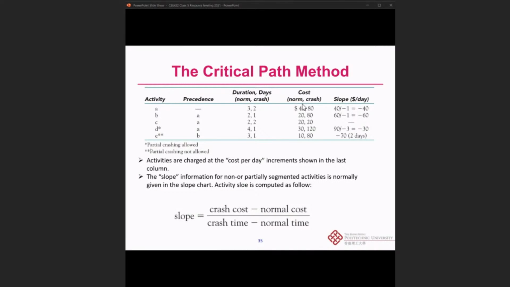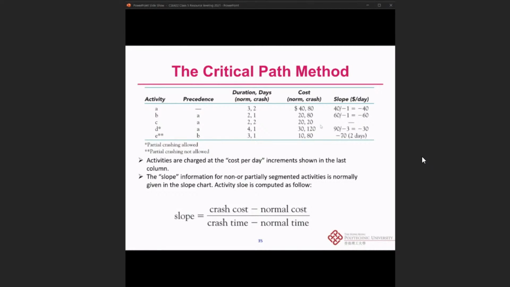All right. And then activity C just cannot be crashed, so there's no slope here. For activity D, we also have a note that it can crash from 4 days to 1 day, and partial crashing is allowed. Partial crashing is allowed means that it can be 4, 3, 2, or 1. So for this one, the slope is $30 per day. How we can do that is 120 minus 30, divided by 3, which is $30 as the slope for activity D.